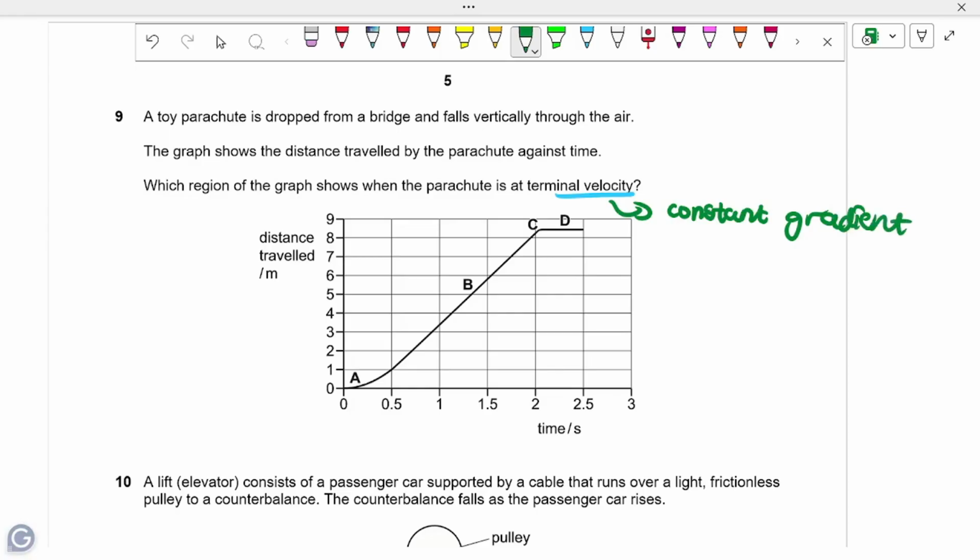So if I look at this graph, do I have a constant gradient at A? No, I don't. Do I have a constant gradient at B? No, I don't. Do I have a constant gradient at C? No, I don't. Do I have a constant gradient at D? No, I don't. I only have a constant gradient at B. So B becomes the correct answer. Hope that makes sense.